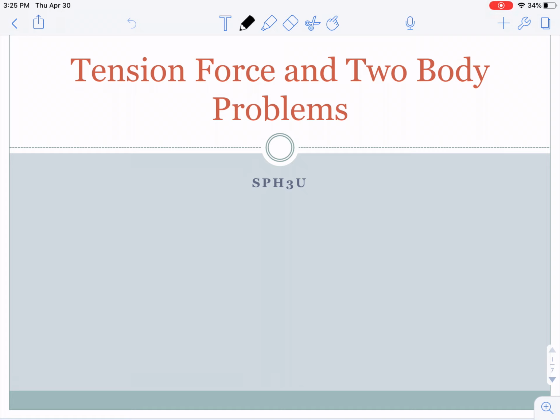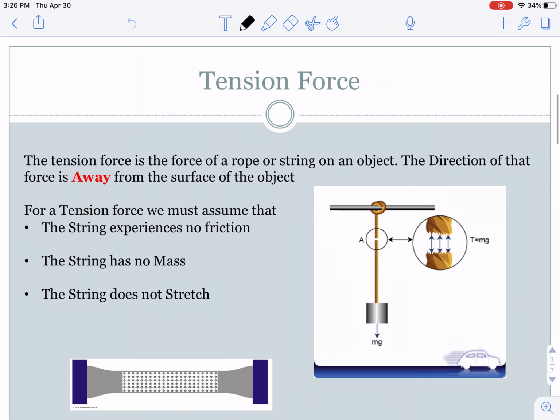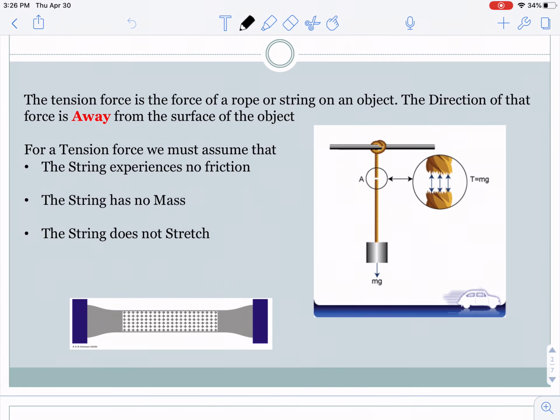Today we're going to be talking about tension force and body problems that have more than one specific entity. Remember that tension force is the force on a rope or a string on an object.